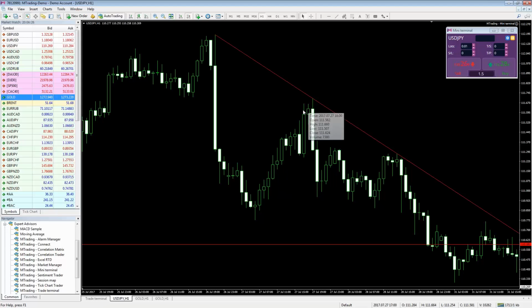There we go, another bullish move. More indecision taking place there. Then you have your confirmation. And this is what you're looking for.